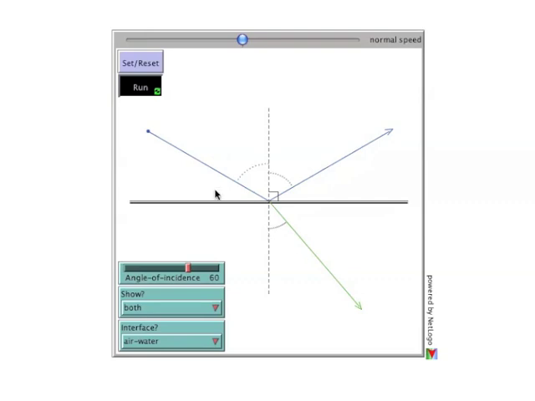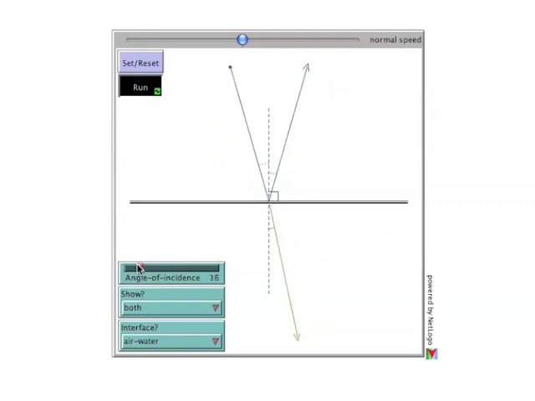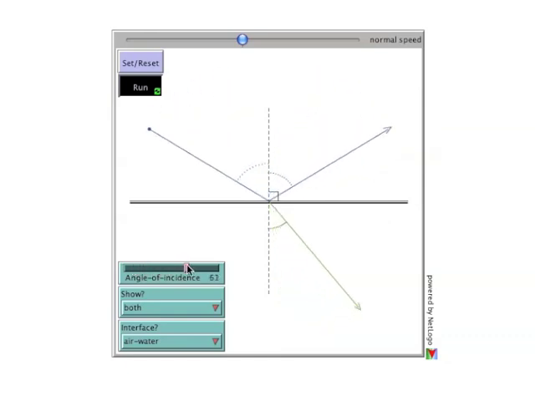Adjusting the angle of incidence slider back and forth changes the path of the incident ray. The reflected and incident rays' paths remain symmetrical around the normal, and the refracted ray bends more as the angle of incidence increases, and less as the angle decreases.